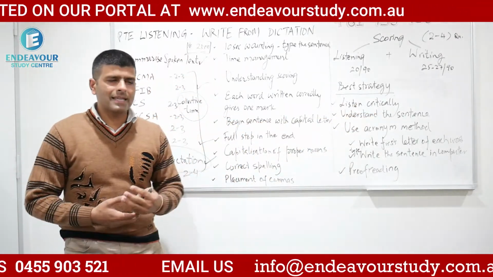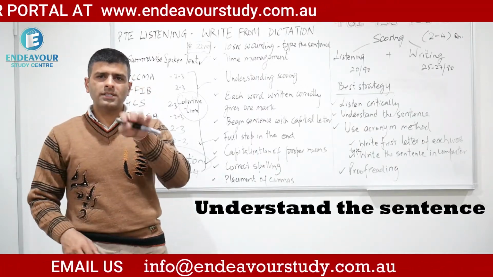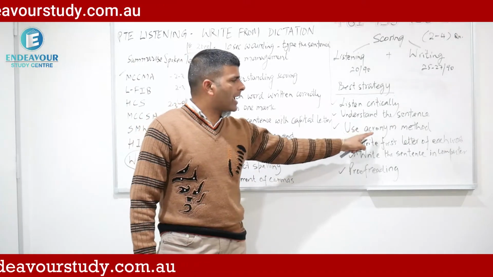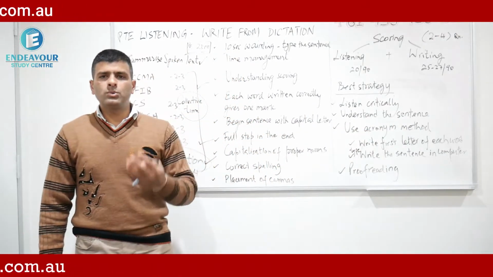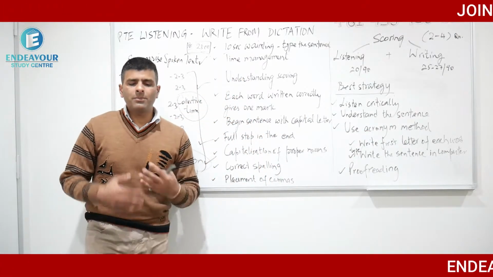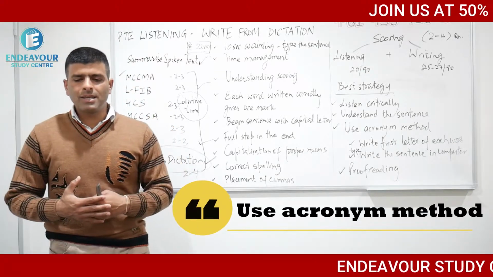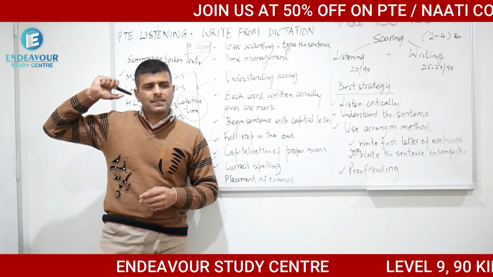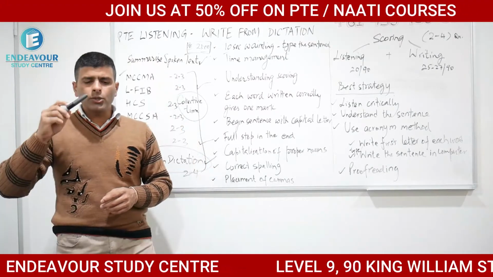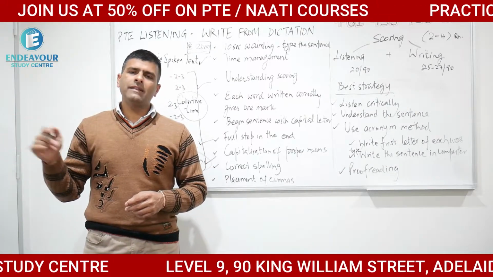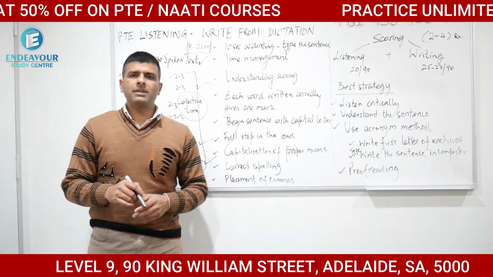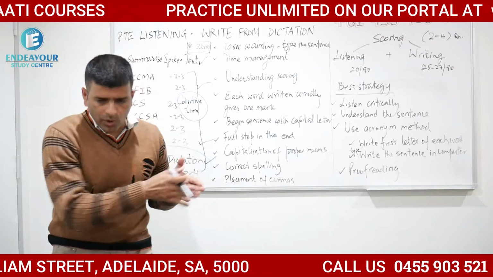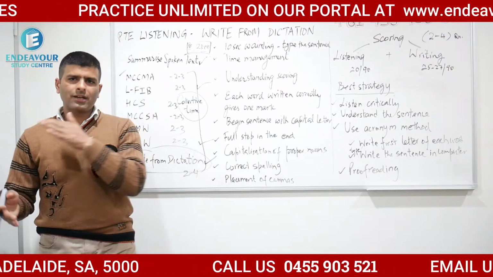Once you understand the sentence, you know what words are in what places, and on the basis of that you can make an acronym of the words you listen to. So the acronym method is a simple method. You listen to the sentence, your sentence is in your memory, and then you write the first letter of each word in the sentence in your notebook. For example, if there were 12 words in the sentence, you should have 12 letters written, the first letter of each word.